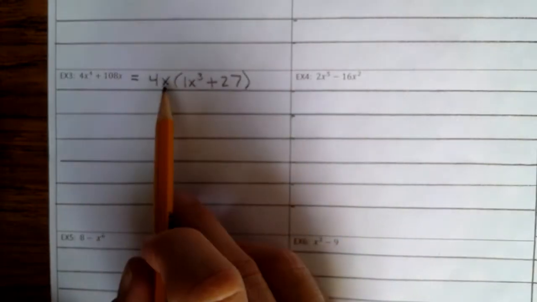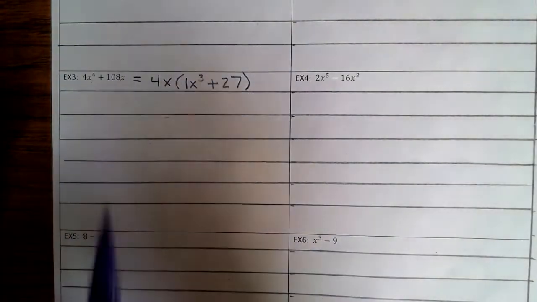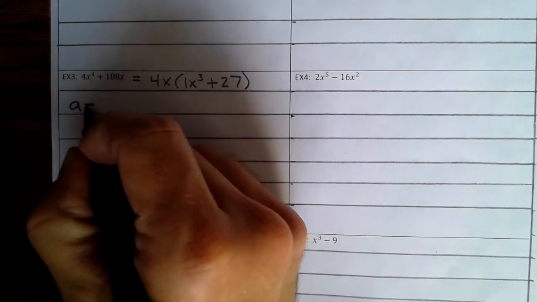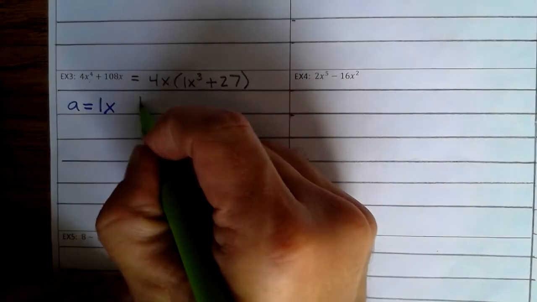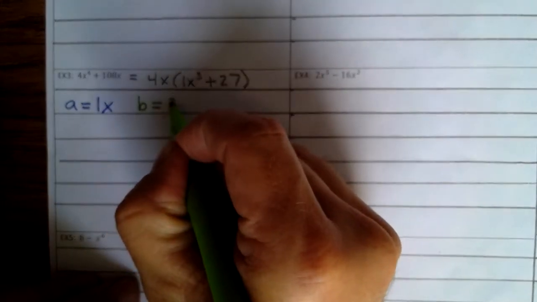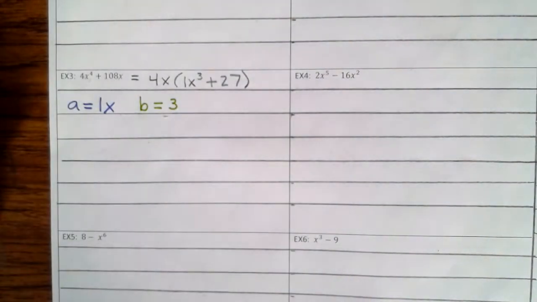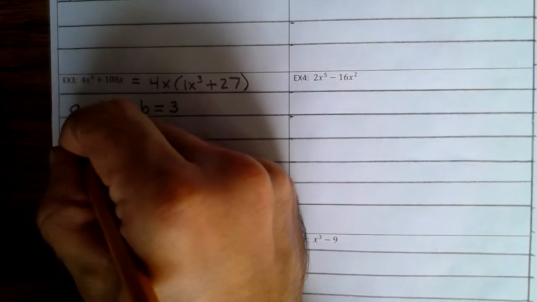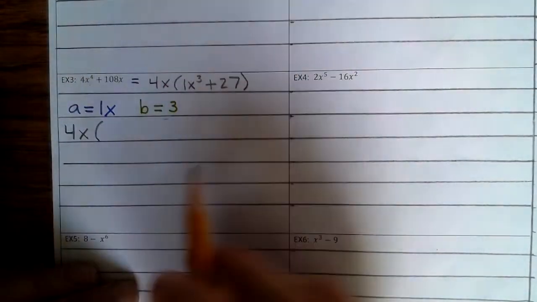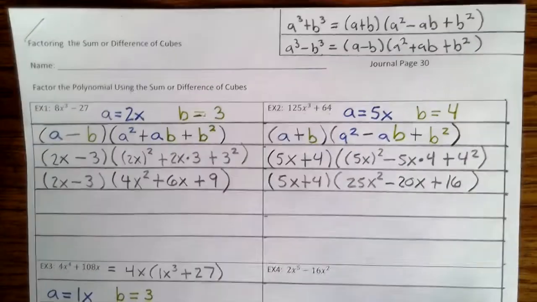Okay. Now, we're going to remember the 4x, but we're going to focus on A and B now. So A equals 1x, and B equals 3, because 3 cubed gives you 27, and 1x cubed gives you 1x cubed. Okay. So now, we can't forget about the 4x. That's 4x times, we go back to the formula, so it's A cubed plus B cubed. So we come back to here.